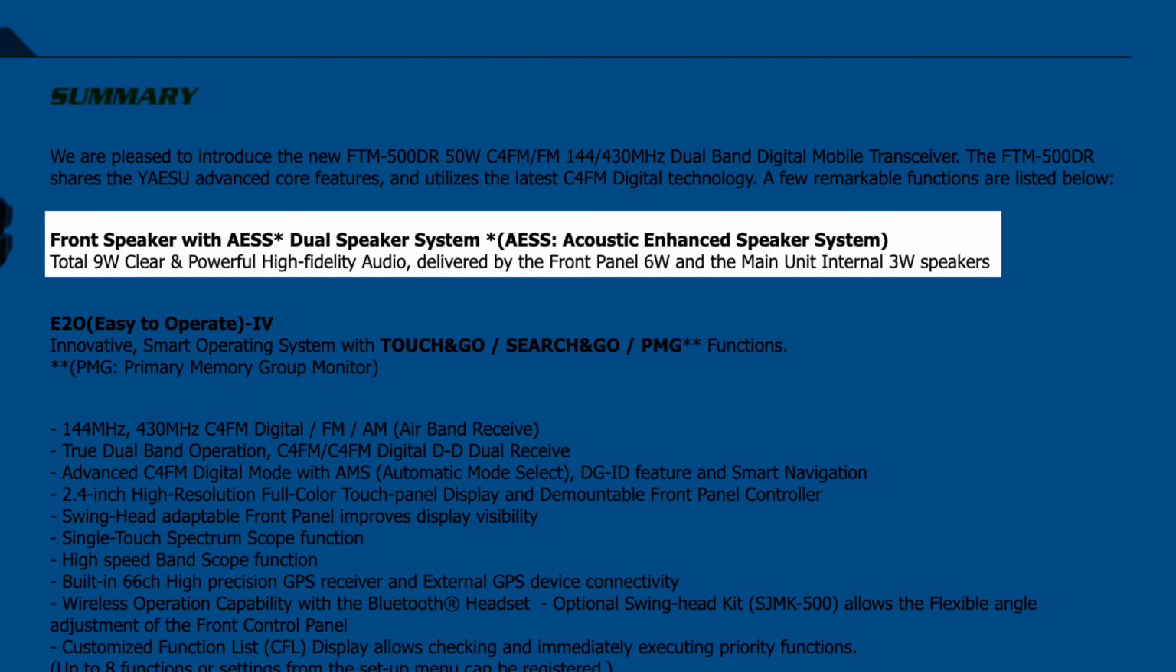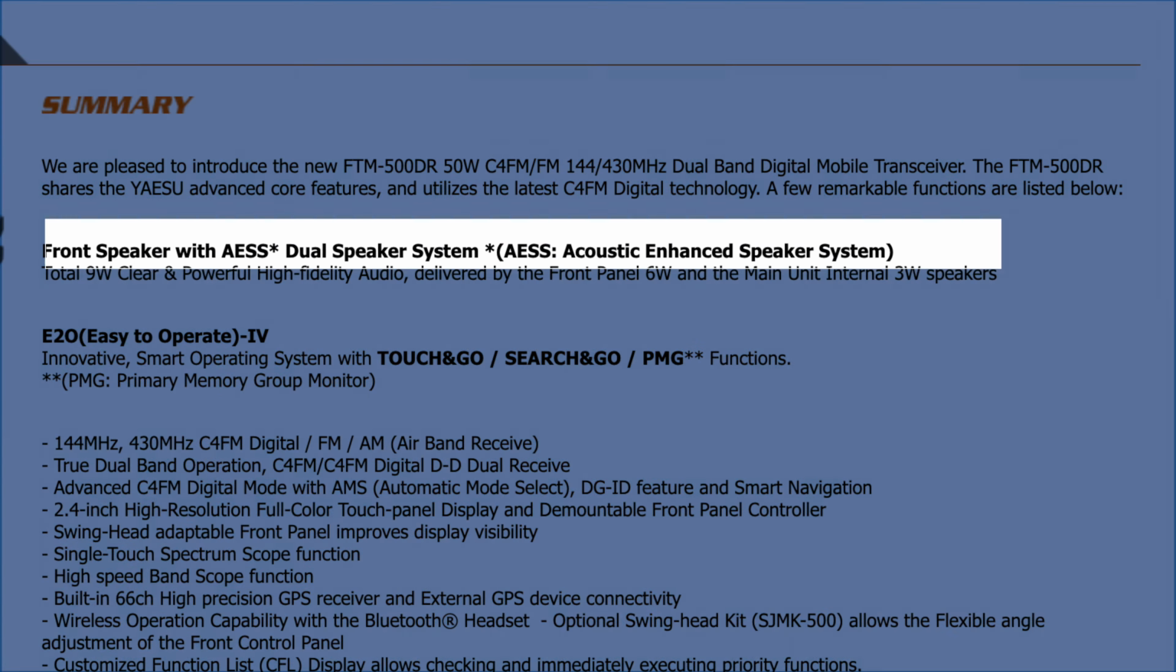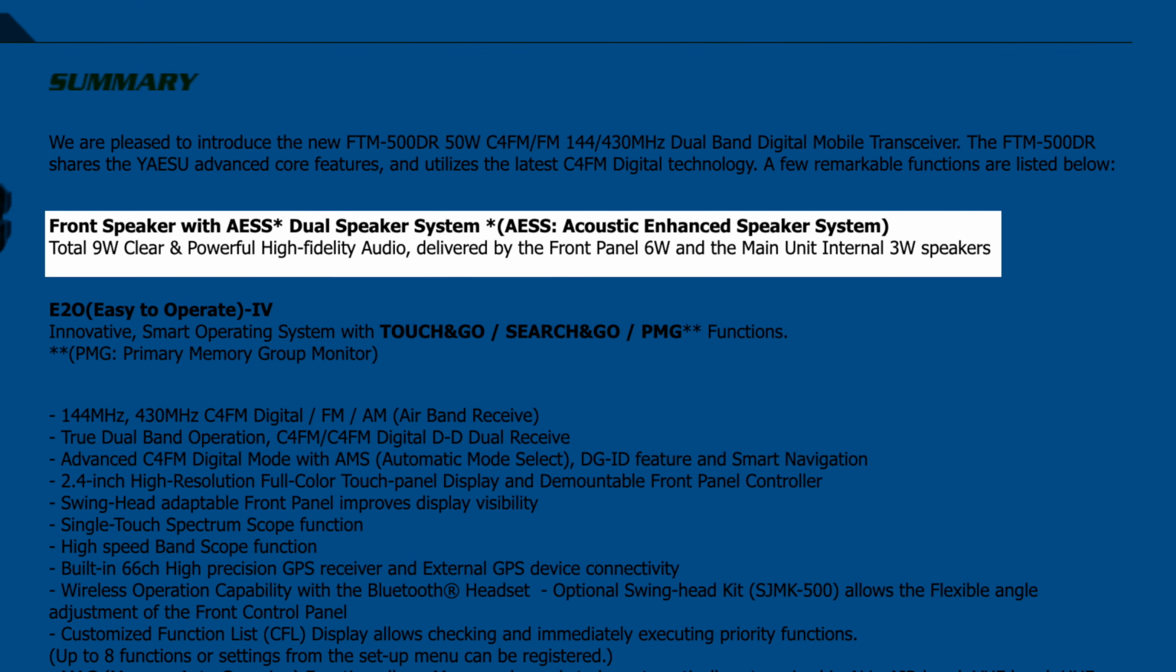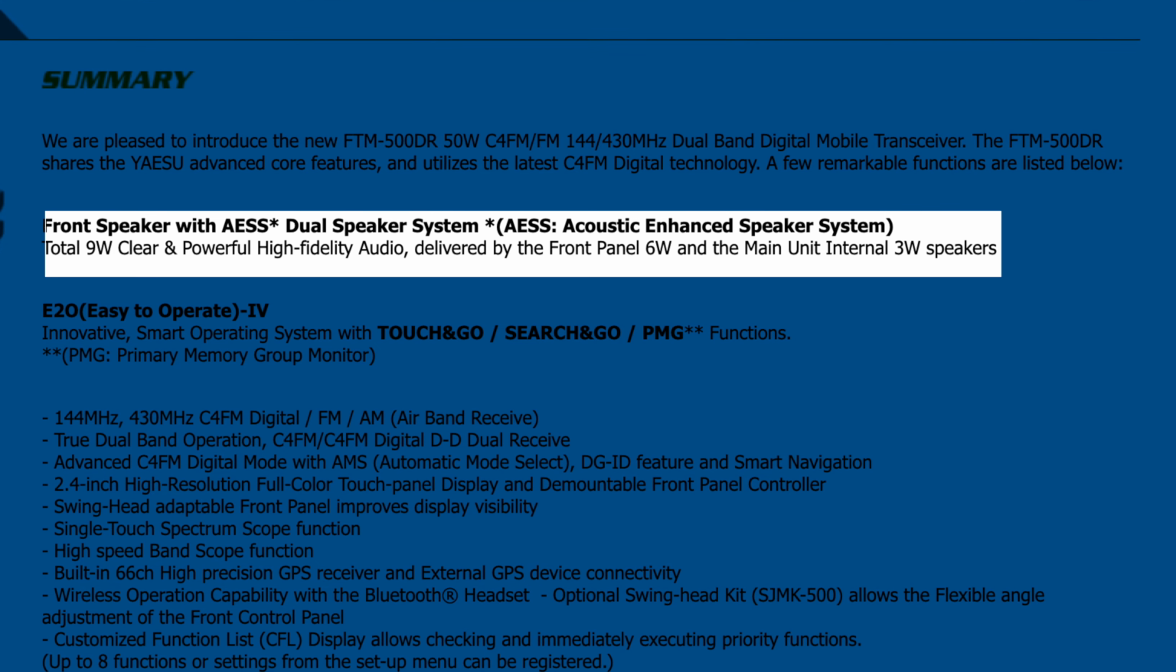Front speaker with AESS, and they used an asterisk. I think this is a bit overkill. Again, you could just write out the whole thing and then use AESS, but hey, Yaesu, you keep doing you. Dual speaker system in AESS, there's an asterisk. AESS stands for Acoustic Enhanced Speaker System. Okay, there's an acronym that they broke down because it is kind of new and special to Yaesu in the last two radios that they come out with.